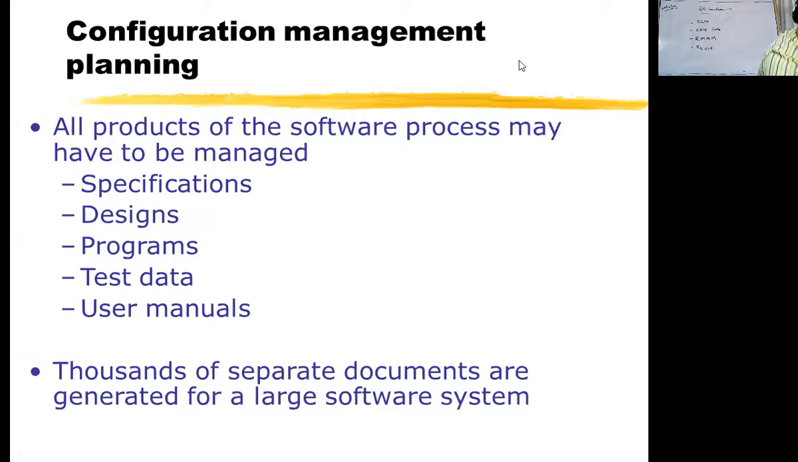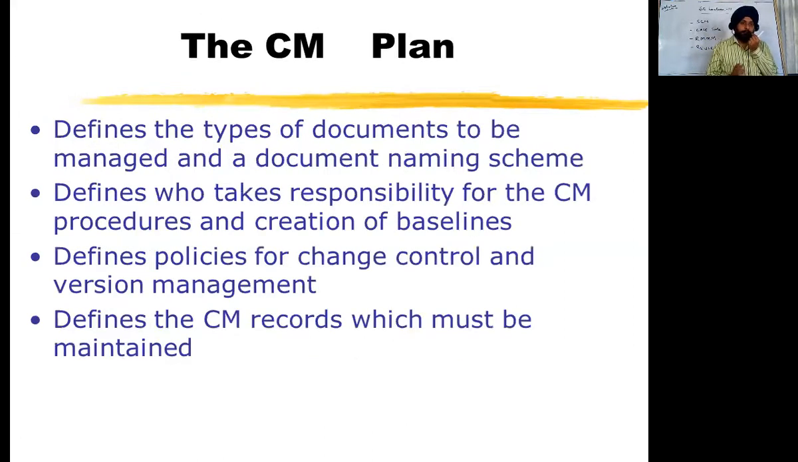So configuration management planning. All products of the software process may have to be managed. First of all, what we have to control in configuration management: the specifications, the designs, the programs, the test data, and user manuals also. Thousands of separate documents are generated for a large software system. A small change may bring changes in many documents if your software system is very large. So it is not an easy task.